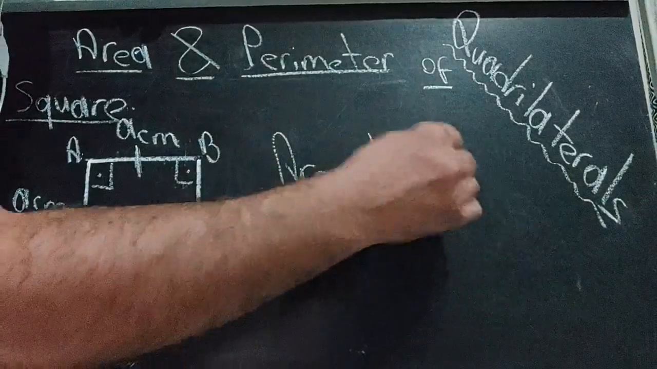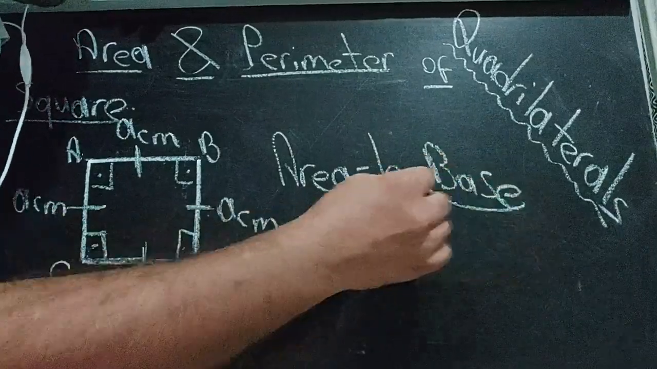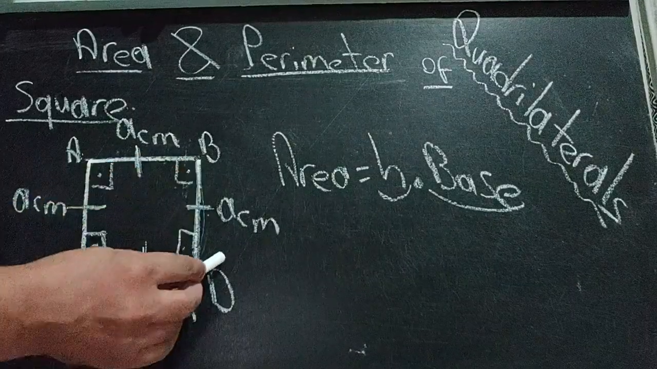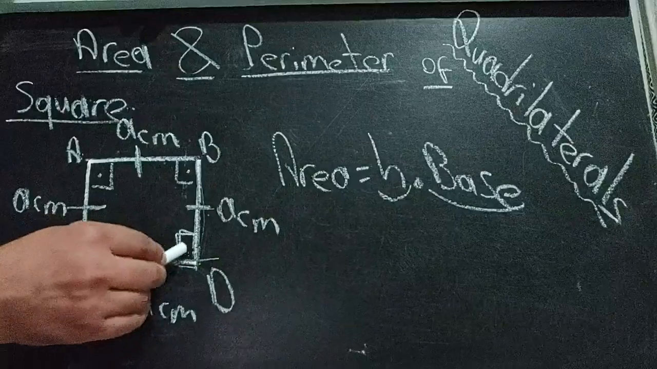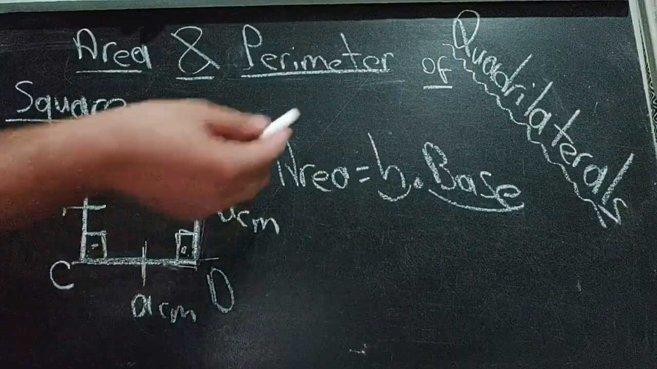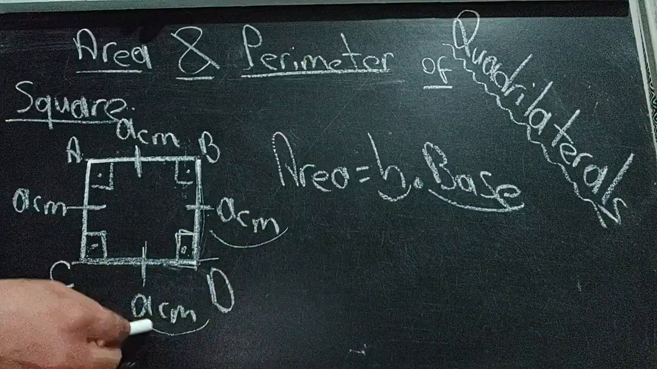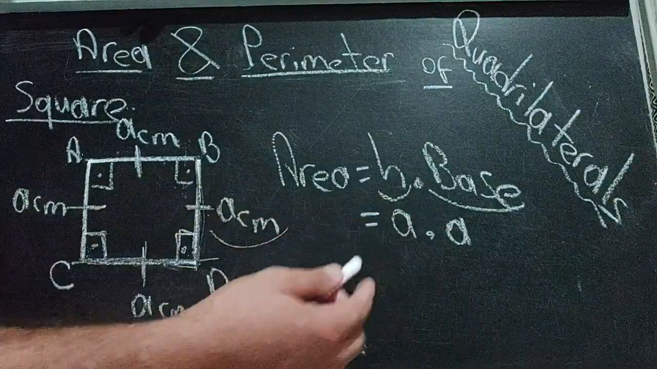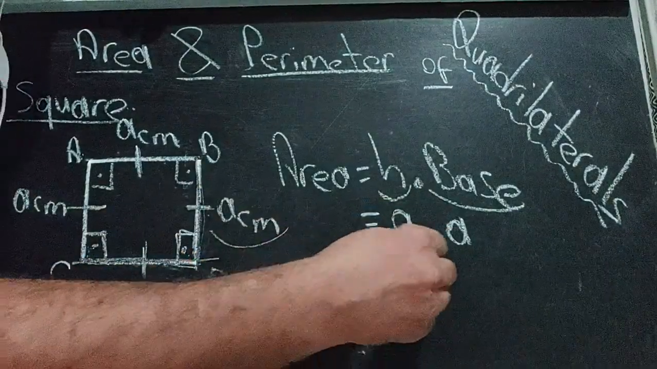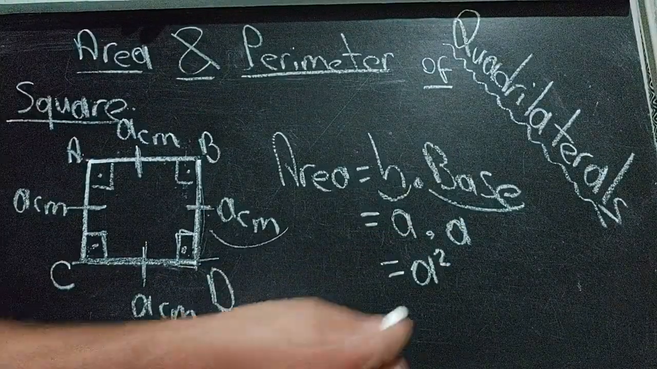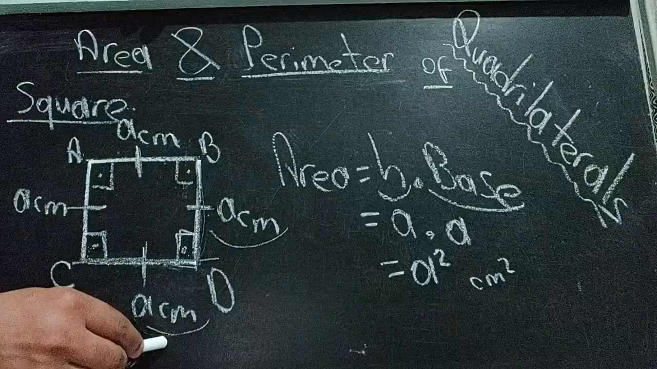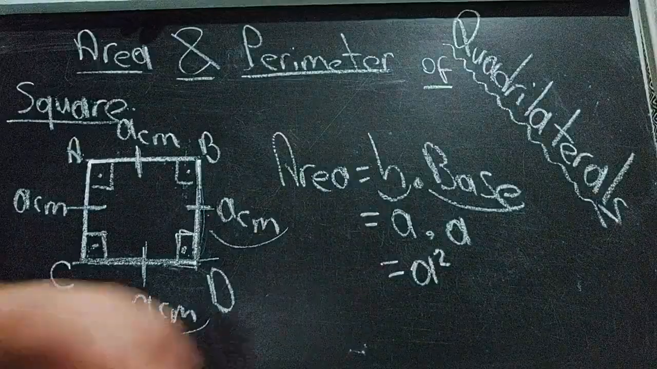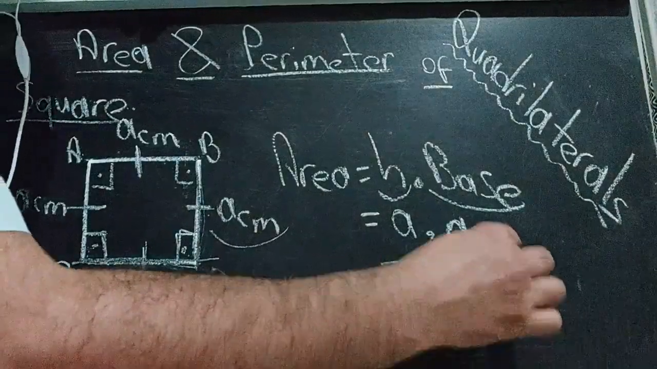So now area is height times base. This is height, this is base. The line which is meeting with base at 90 degrees is called height. According to that information, A times A, that will be, remember, the number multiplied by itself is the square of the number. A square, centimeter square. If it is centimeter, if it is meter, meter square, whatever unit you have is going to be the square of it. Now this one is for area.